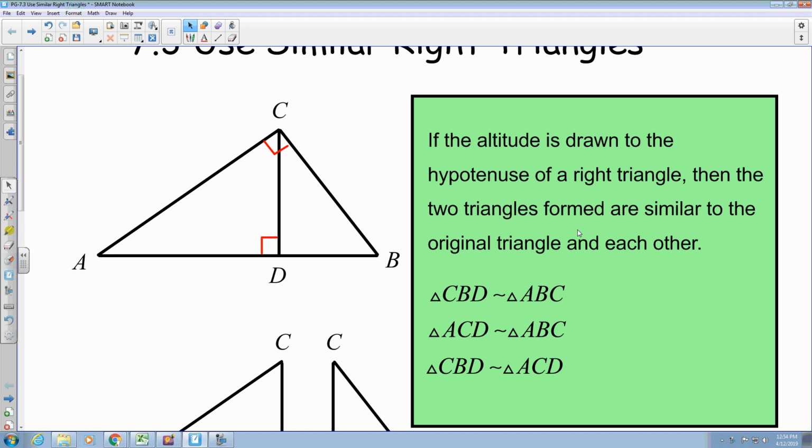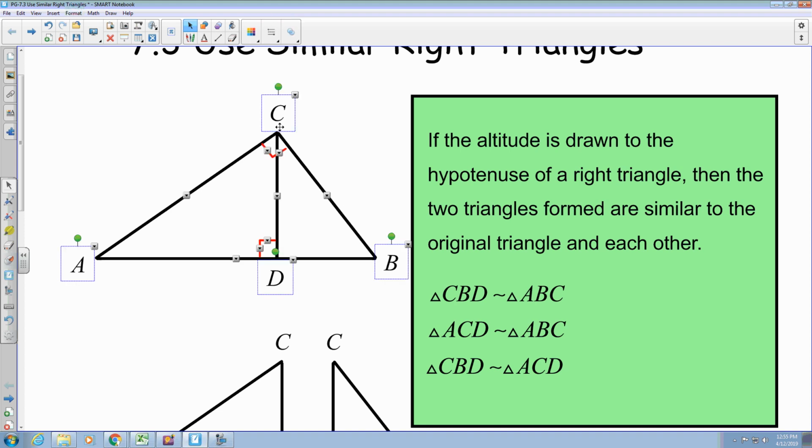So what we have here is the large triangle, triangle ABC. At point C is where the right angle is located for that large triangle. Talking about the altitude means you draw a line segment from where the right angle is located right here, and it goes 90 degrees to the opposite side. That's why we have the 90-degree there. We represent that by point D.